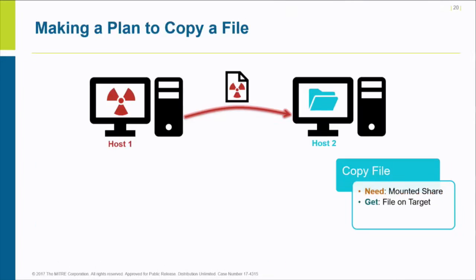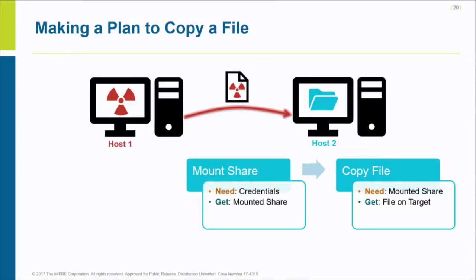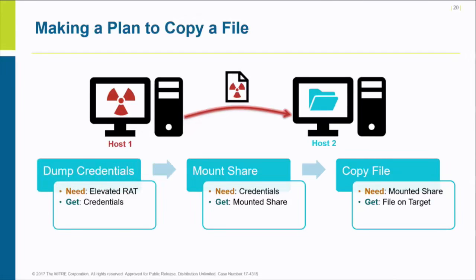What's nice is I might say, okay, let's say my goal is over here on the right: to copy a file. I'm going to get that file on the target, which is my goal. That's what I'm looking for. In order to execute copying a file, I need a mounted share. Oh, look, I can take mount share as another action. And the consequence of mount share is getting that mounted share. So if I mount the share, then I can copy a file. But to mount the share, I need credentials. So again, backward chaining it back, okay, if I dump credentials, I'm going to get those credentials that I need. And so to jump into this chain, I just need an elevated RAT running on host 1, which is what I started out with.